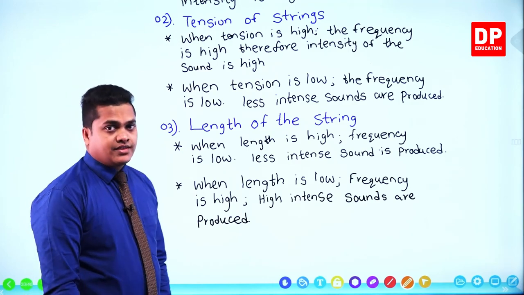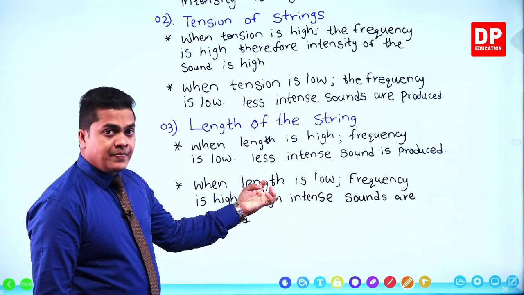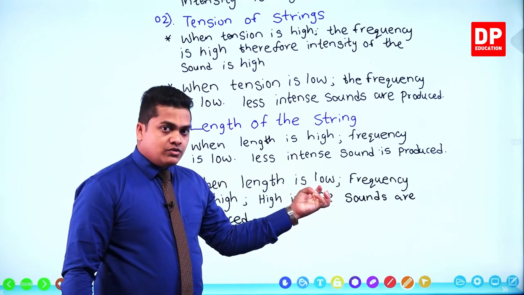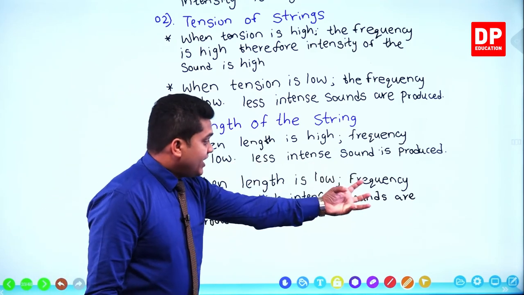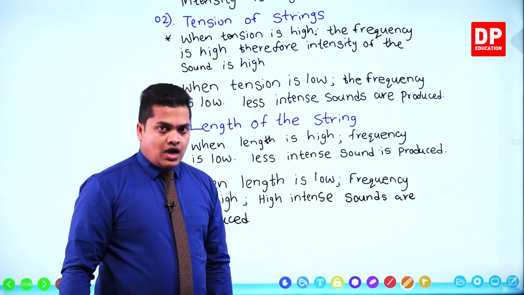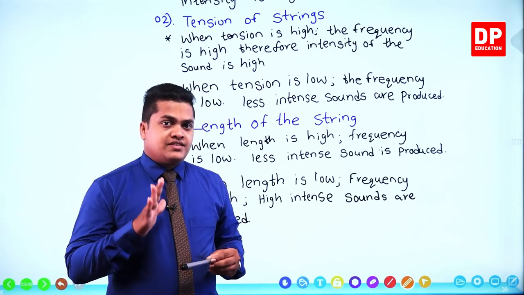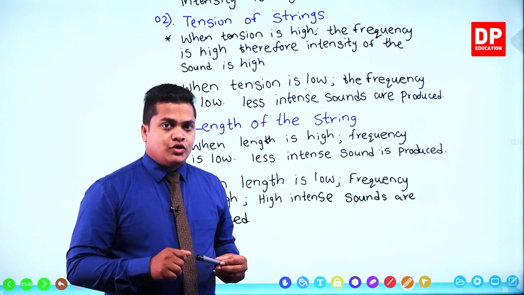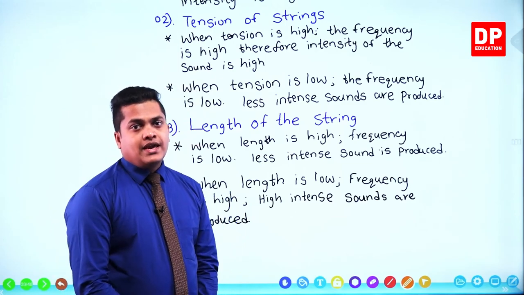Right. So this is the third case, the length of the string. When length is high, frequency is low, less intense sound is produced. When length is low, frequency is high, and high intense sounds are produced. So these are the three factors that determine the frequency of an instrument which generates sound by the vibration of strings. This is our final conclusion from the activity.